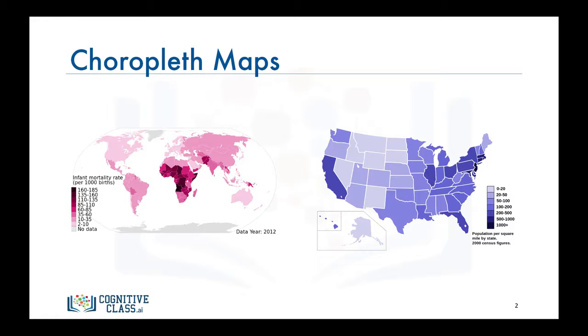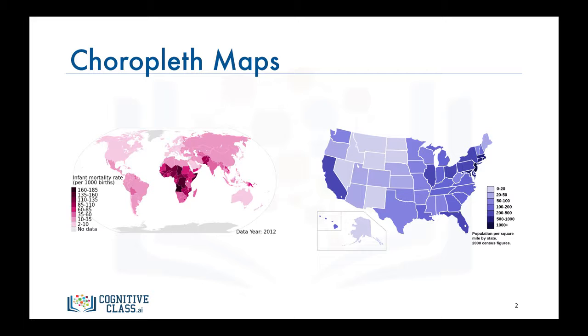A Choropleth map is a thematic map in which areas are shaded or patterned in proportion to the measurement of the statistical variable being displayed on the map, such as population density or per capita income. The higher the measurement, the darker the color. So the map to the left is a Choropleth map of the world showing infant mortality rate per 1,000 births. The darker the color, the higher the infant mortality rate.